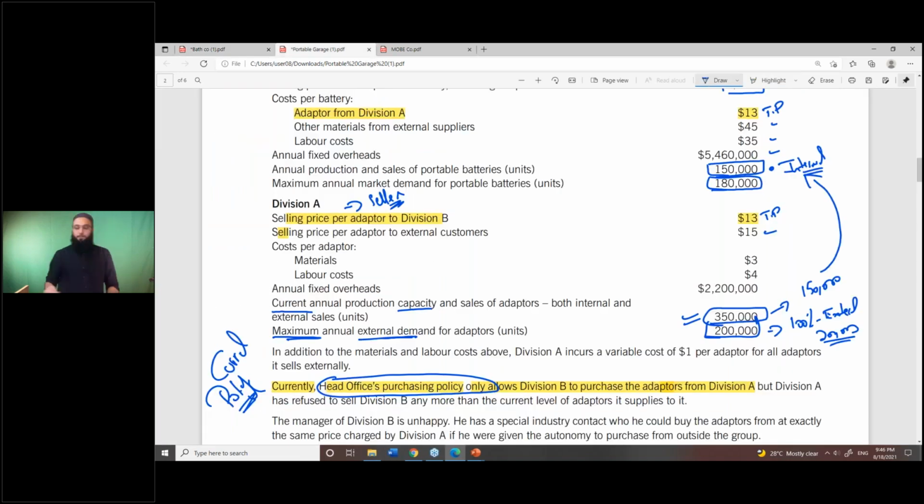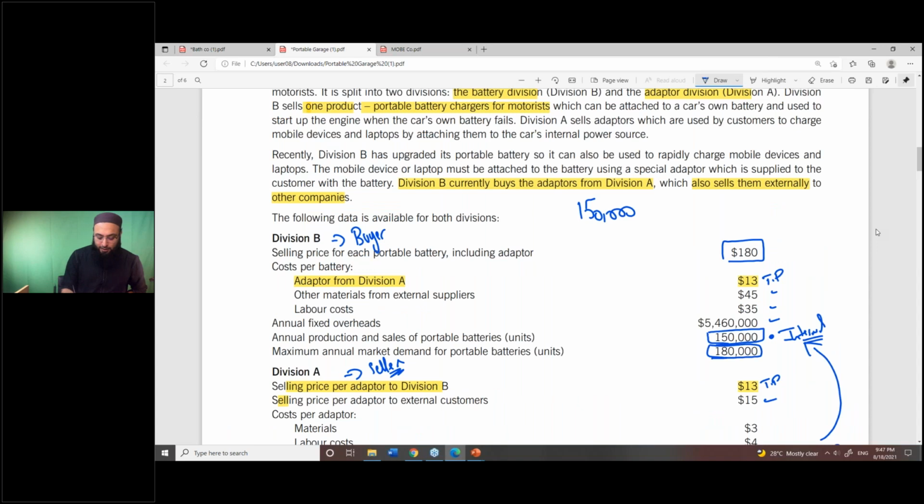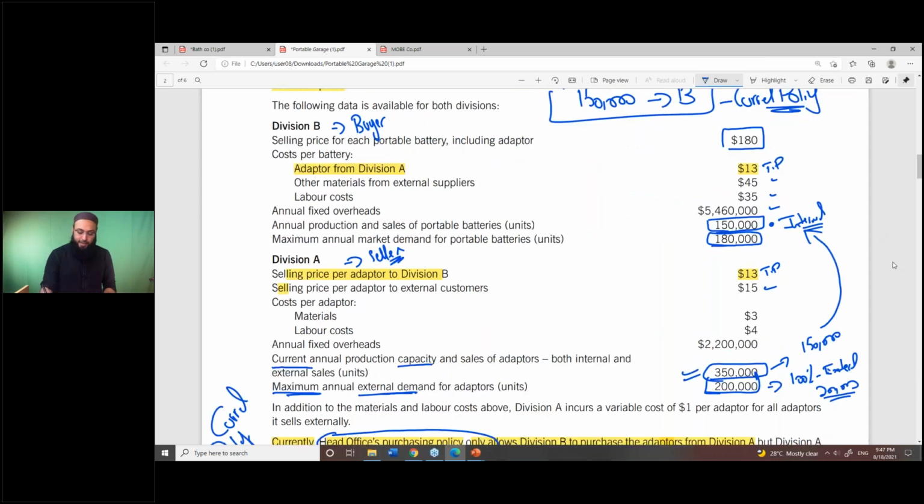Okay, done. Now, up till now, all clear? So what we found out, is it clear? We found out that 150,000 at a price of 13, and this is the current policy. Say yes or no. Perfect. Which means A is running at full capacity. Full capacity. Perfect. Let's start part A now.